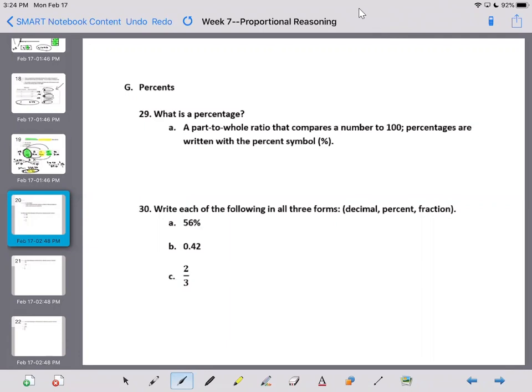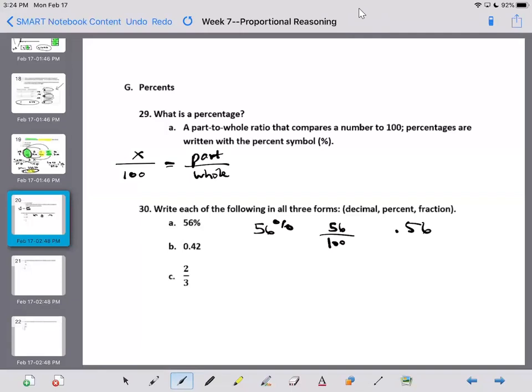Let's look at the definition. A part to whole relationship compares a number to 100. So that number that we're looking at, we're comparing to 100, which ends up being a part to whole. So that ratio ends up equaling a value divided by 100. So when we have 56%, that's the same as 56 hundredths.